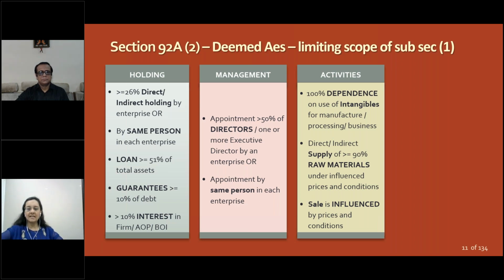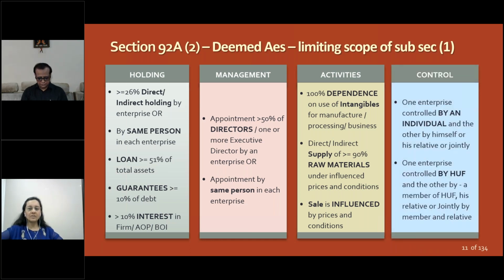Same way, the second criteria of dependence is where there is a direct or indirect supply of greater than 90% of raw materials, which is influenced by the price and conditions of the other enterprise. The other criteria is where the sale is influenced by prices and conditions of the buyer or the customer in such a way that they become associated enterprises.